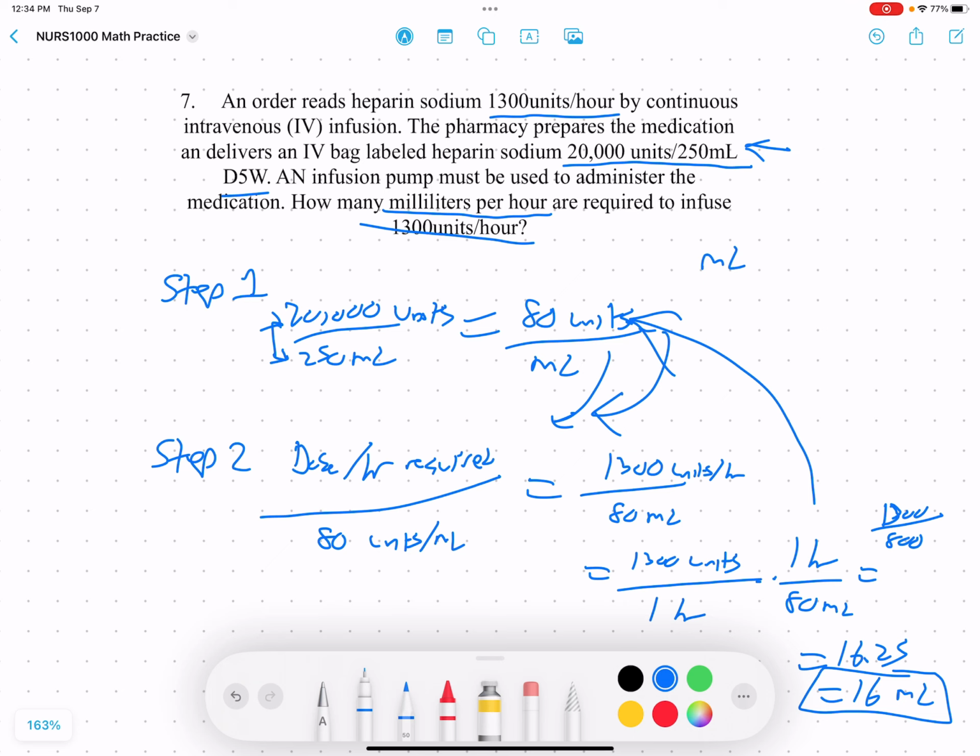Just get as much practice as you can with these types of problems. They are certainly more challenging than a typical math problem because there are multiple steps, but the more practice you do, the better it'll be.